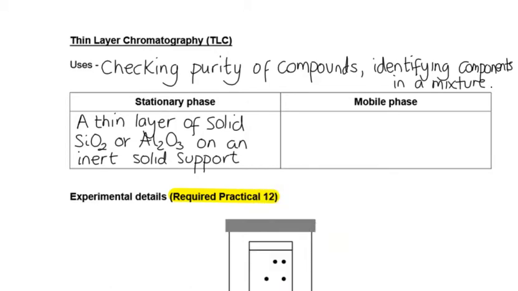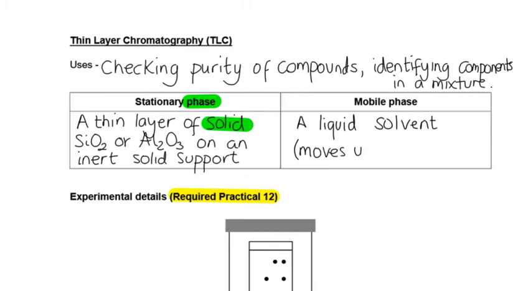So let's just have a look. Remember that the key word here is stationary phase. What is the stationary phase? Well, it's a thin layer of solid. What's our mobile phase? Well, we put our plate into a small amount of a solvent. That solvent might be water, more likely to be something containing maybe an alcohol. And that solvent is going to move up the plate. So our mobile phase is a liquid and our stationary phase is a solid in TLC.